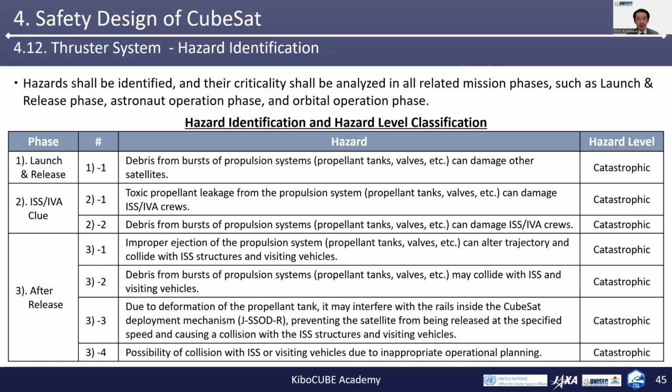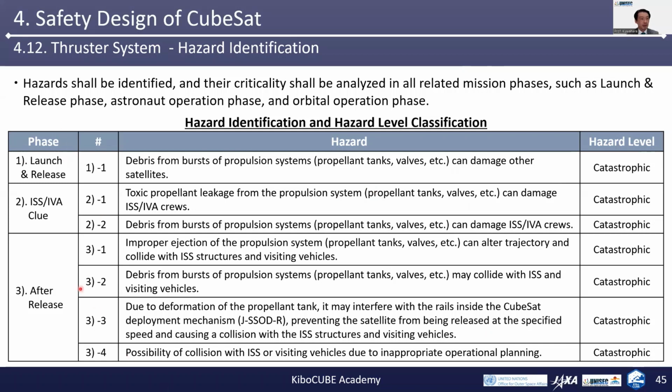The left side is the definition of the phases, and these are the corresponding hazards to the phases and their hazard levels. I will explain each hazard one by one. The one in phase 1 is that debris from bursts of propulsion systems, such as propellant tanks and valves, can damage other satellites during phase 1.